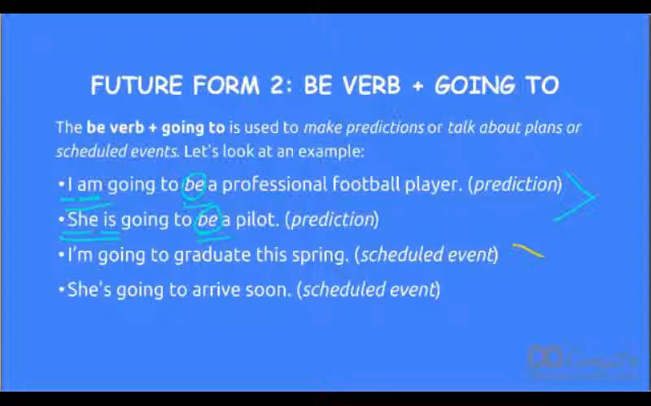These next two examples are scheduled events. I am going to graduate this spring. She is going to arrive soon. Usually, when we're speaking, we shorten this form using contractions. I'm is the same as I am. She's is the same as she is.